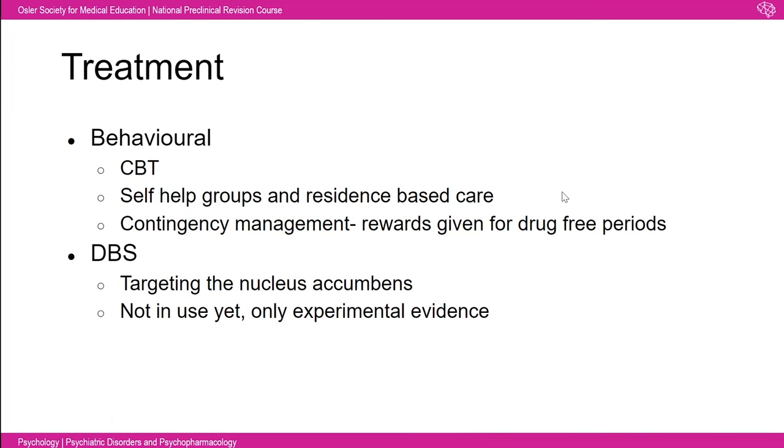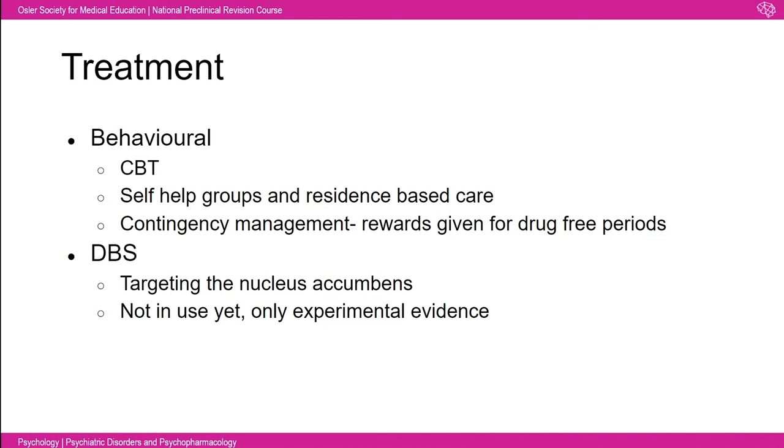Then you've got your self-help groups, so things like Alcoholics Anonymous, and residence-based care, which is rehab, and contingency management. These are programs that you use so that you are rewarded for drug-free behaviour. So if you are addicted to heroin or something, then we will test you for heroin. If you haven't taken heroin, you get vouchers, which is surprisingly effective for rewarding people for their drug-free periods.